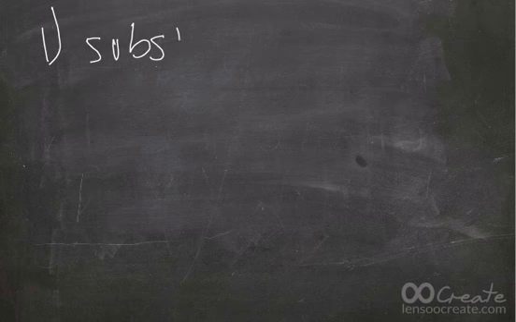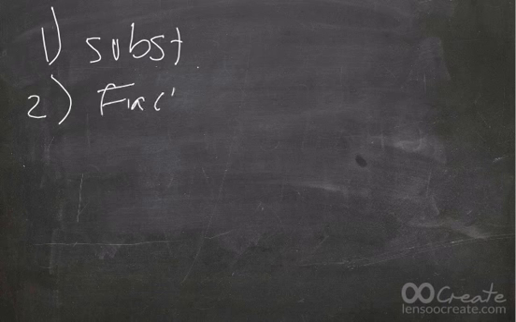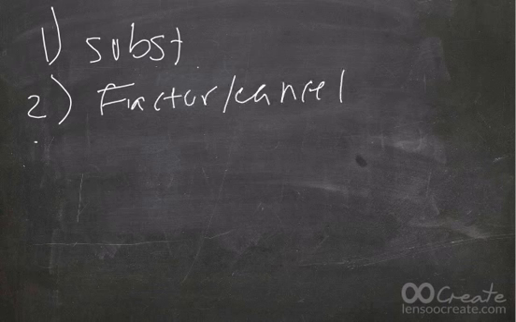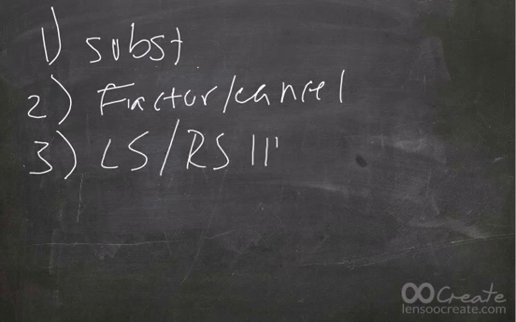So let's just try to recap everything that we've learned today. When trying to evaluate limits, the first thing is to try to substitute in the value. But when that doesn't work, we have to try to factor and cancel. And when that doesn't work, we have to try to do left side and right side limits.